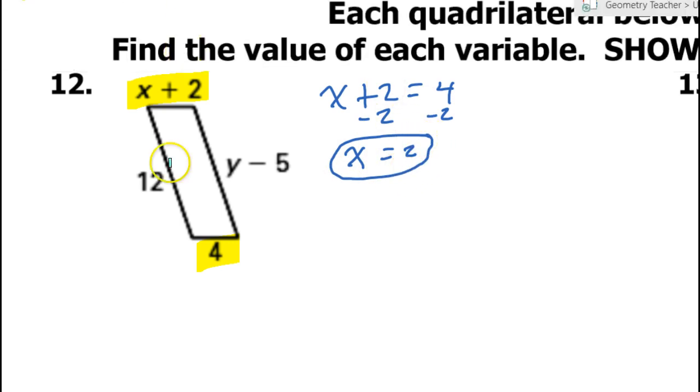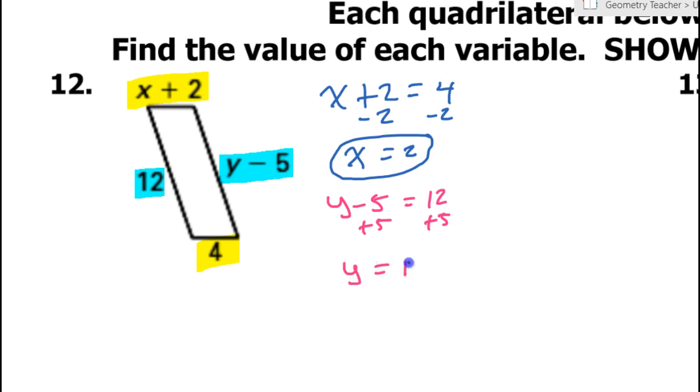Then we can use the other pair of opposite sides. These should also be congruent. So that tells me that y minus 5 should equal 12. Adding 5 to both sides, that tells me that y is equal to 17. So that's the other value we were supposed to find.